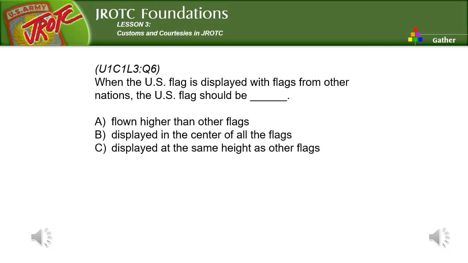When the U.S. flag is displayed with flags from other nations, the U.S. flag should be blank. Is it A, flown higher than other flags, B, displayed in the center of all the flags, or C, displayed at the same height as other flags? The answer is C, displayed at the same height as the other flags.